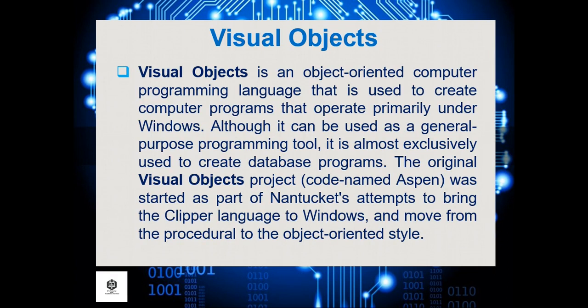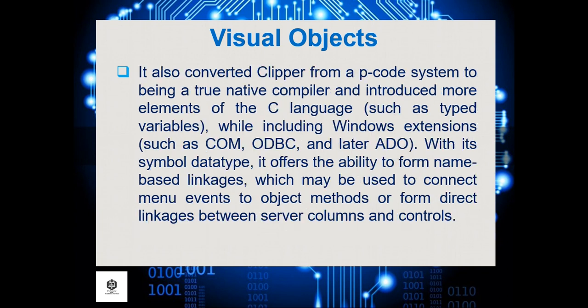Visual Objects. Visual Objects is an object-oriented computer programming language that is used to create computer programs that operate primarily under Windows. Although it can be used as a general-purpose programming tool, it is almost exclusively used to create database programs. The original Visual Objects project, codenamed Aspen, was started as part of Nantucket's attempts to bring the Clipper language to Windows and move from the procedural to the object-oriented style.